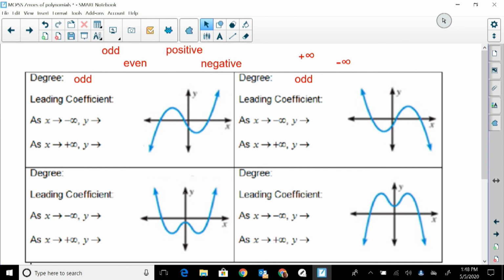In this situation, my arrows are going in the same direction. So that is an even degree. And here also, even though it's going down, my arrows are going in the same direction. This is an even degree. What about my leading coefficients? Is it positive or negative?